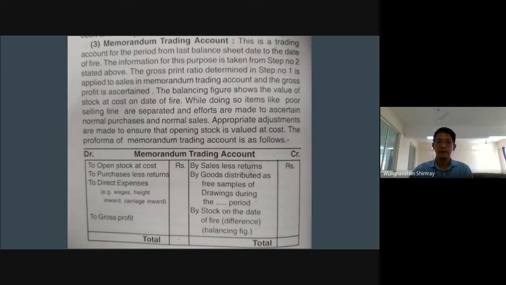In all this, we will make sure that the opening stock is valued at cost, and this is the pro forma. You have opening stock at cost, to that purchases less the purchase returns. Then you have direct expenses. Then you have the gross profit. On the credit side, you have by sales less the sales returns. Then by goods distributed as free samples or drawings during the particular period. By stock on the date of fire, and this is the balancing figure.